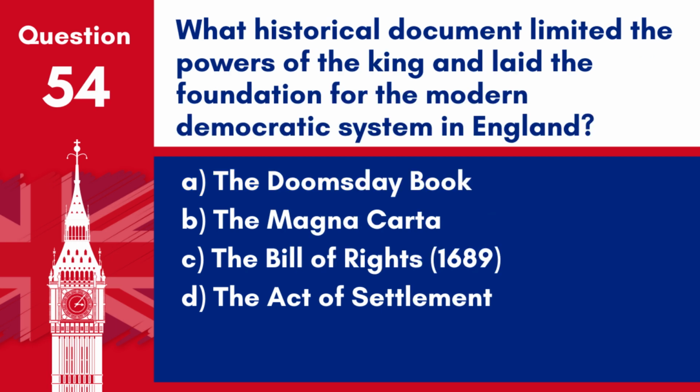Question 54. What historical document limited the powers of the king and laid the foundation for the modern democratic system in England? A. The Domesday Book. B. The Magna Carta. C. The Bill of Rights, 1689. D. The Act of Settlement.